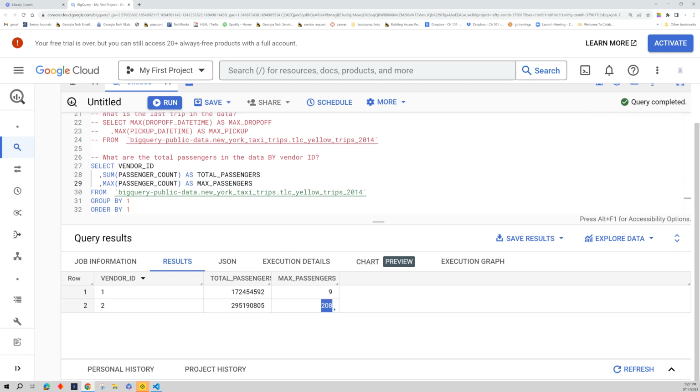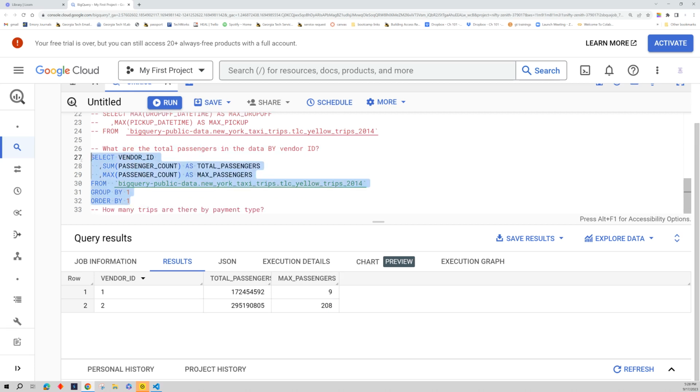Okay, and so this is my tip-off right here. The fact that vendor ID 2 for a yellow taxi cab, we're saying that he had 208 passengers in a single trip. That's kind of crazy. So there's probably something weird going on with this particular vendor ID. So that's just something we want to think about. In comparison, vendor ID 1, the max passenger is 9, which is a lot. But I could imagine a scenario where you have a really big minivan or a big SUV and you could potentially fit in 9 people. Okay.